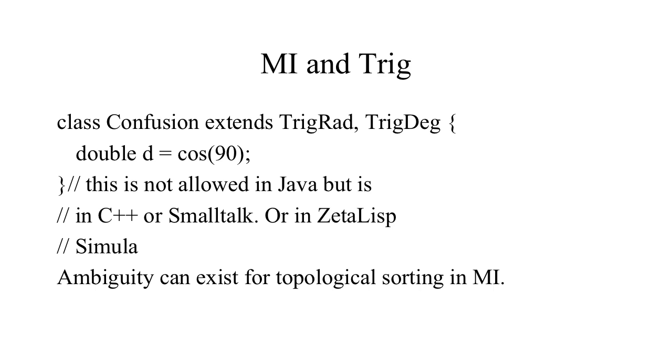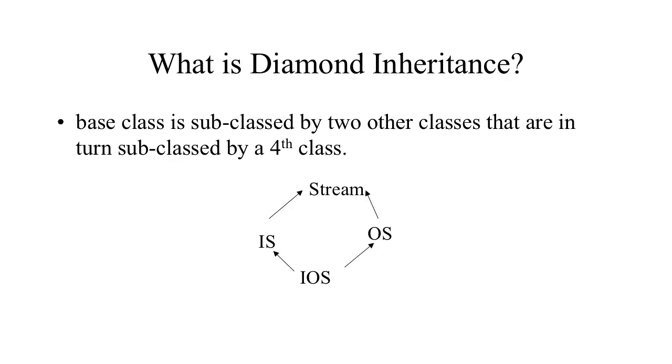But when you go to take the double cosine of 90, are you doing it in degrees or are you doing it in radians? You don't get it in Java, but you can do it in C++ or Smalltalk or Lisp or Simula. And the ambiguity exists, and you resolve it using topological sorting. Since TrigRadians came first, cosine of 90 is going to be cosine in radians. So that's a fruitful source of bugs.